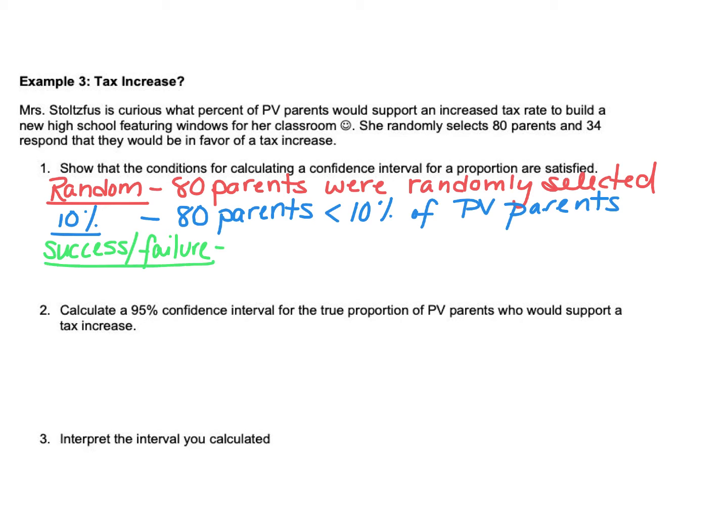And our third condition we used before, whenever we want to look at a normal distribution, we need to have at least 10 successes and 10 failures to have an approximately normal sampling distribution. So this is where, do I have at least 10? Well, I'm going to say 34 parents voted yes. All right, so how many would have voted no if there were 80? So 80 minus 34 would be 46 parents voted no.